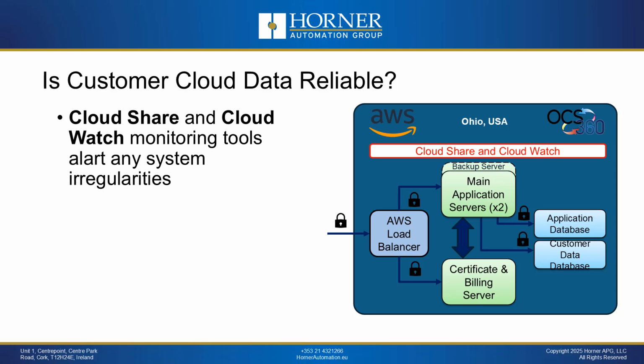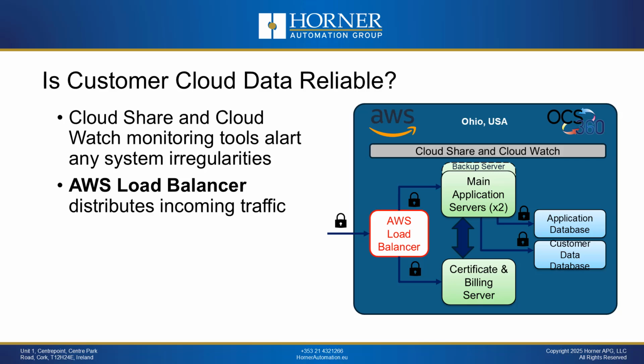First of all, at the top here, we have what is called CloudShare and CloudWatch. These are tools that are continuously monitoring the system, and anytime there is any sort of irregularity, maybe the resources in use by the main application servers took a sudden leap, a sudden gain, that is an irregularity, and they will be notified anytime anything like this happens. So CloudShare and CloudWatch keep an eye on things at all times and send out notifications when anything unusual happens.